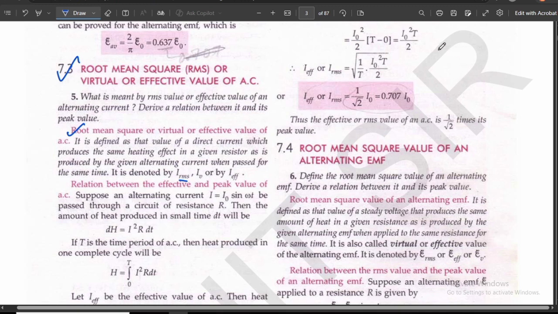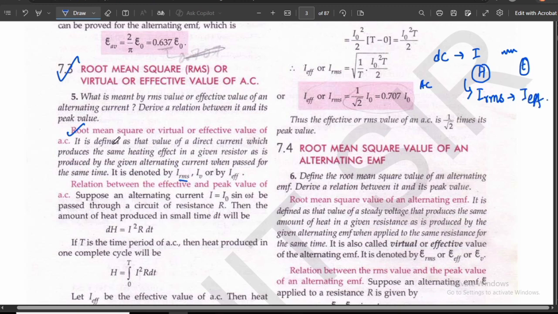of a direct current. So for DC, if the current I is flowing through a circuit with resistor R and the heat produced is H, then if the same heating effect is produced in an AC circuit for the same time T in the resistor, that value of current will be called IRMS, that is the root mean square value of AC current, or effective value of AC current.